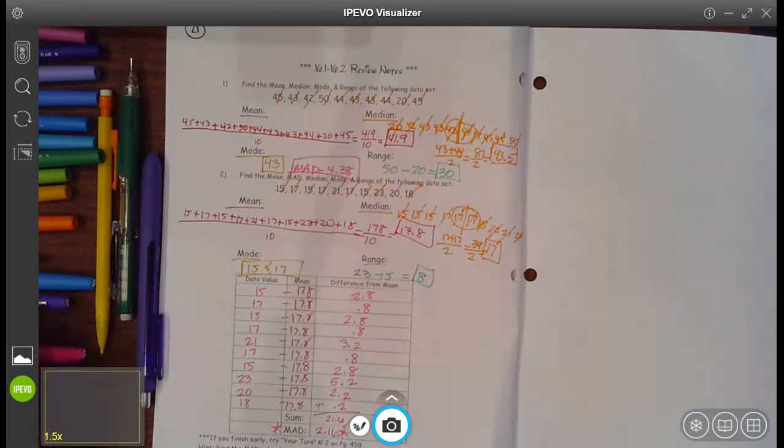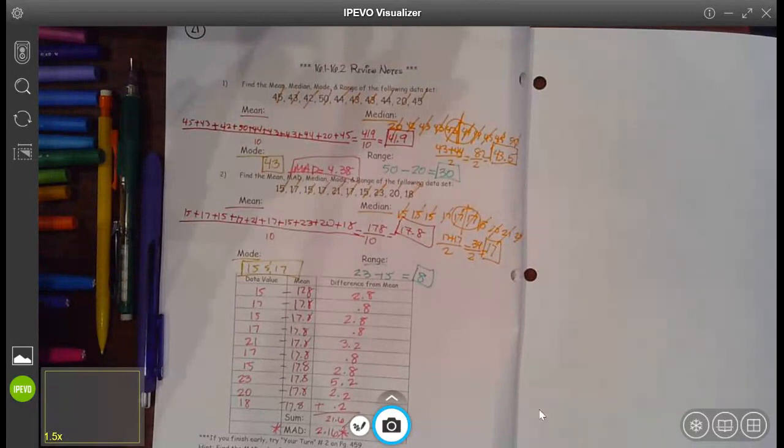All right, congratulations, my little mathematicians. You have mastered mean, median, mode, range, and even that complicated one of MAD.